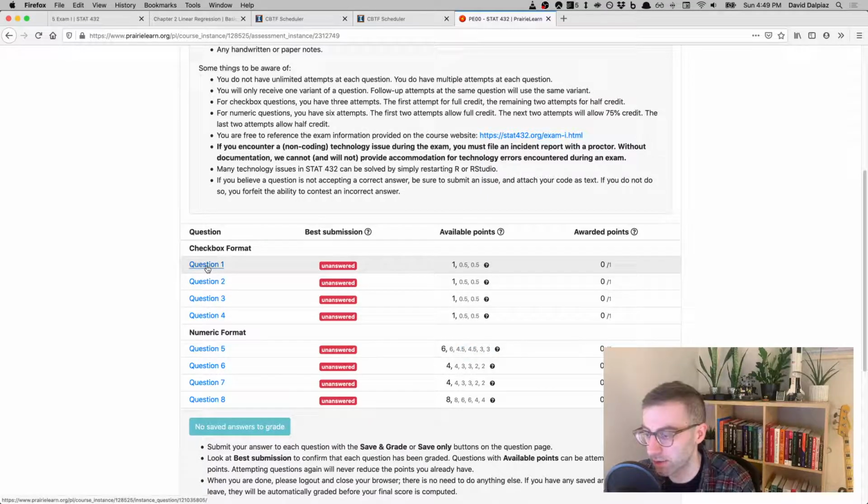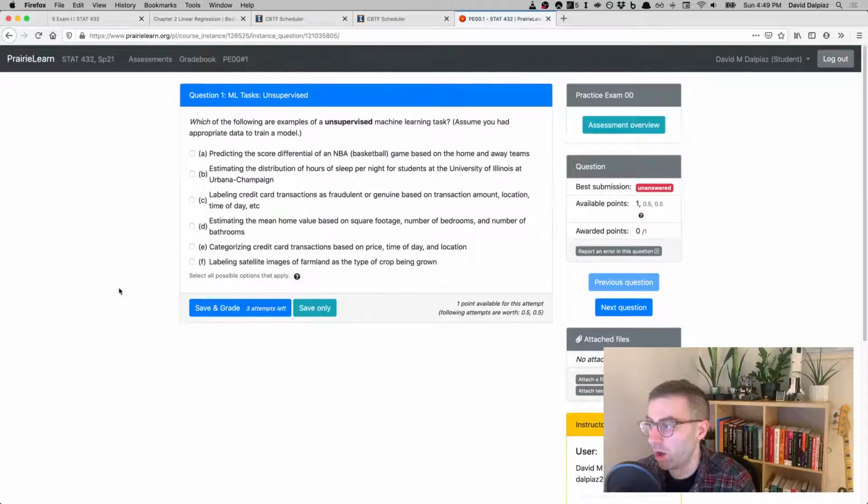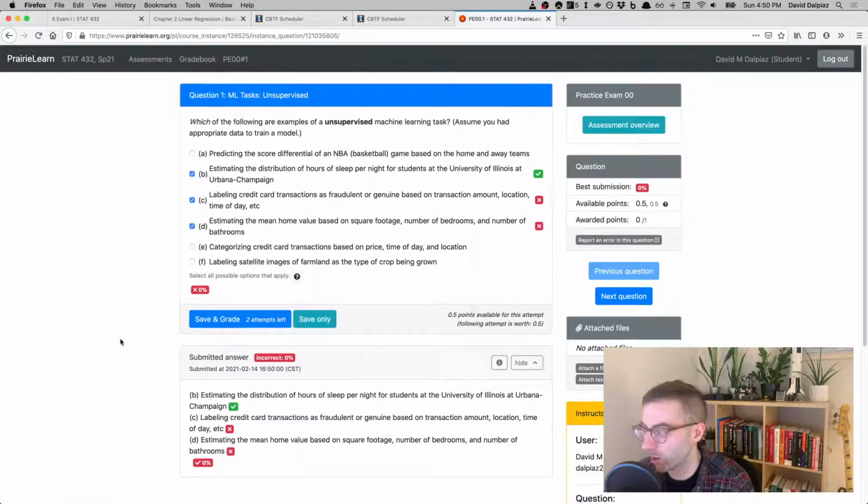Okay, so let's try a checkbox question. Which of the following are examples of supervisor-oriented tasks? Let's just pretend that I have no idea what I'm doing. Note that I get a little bit of feedback. I shouldn't know if that's the way it works, but that's how it's going to work. So now I'm not going to get full credit, but I can still get half credit.